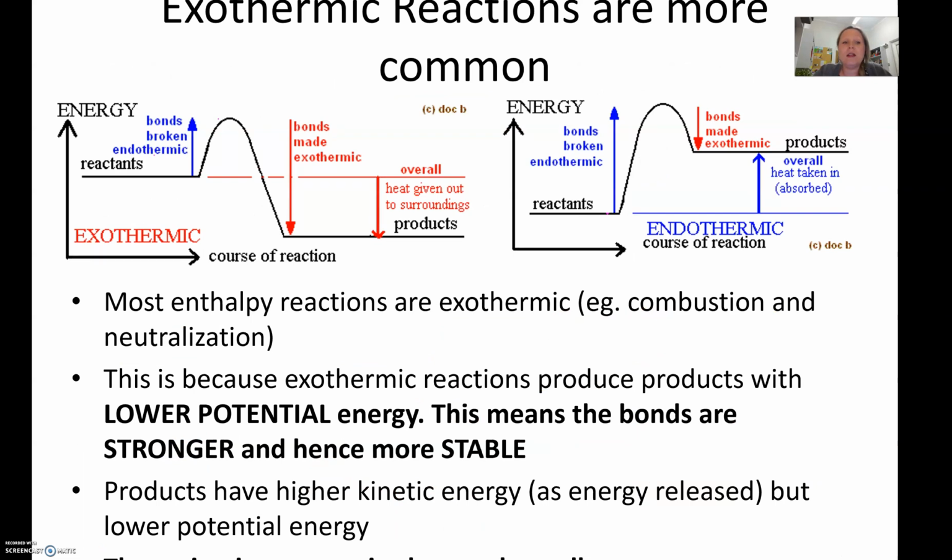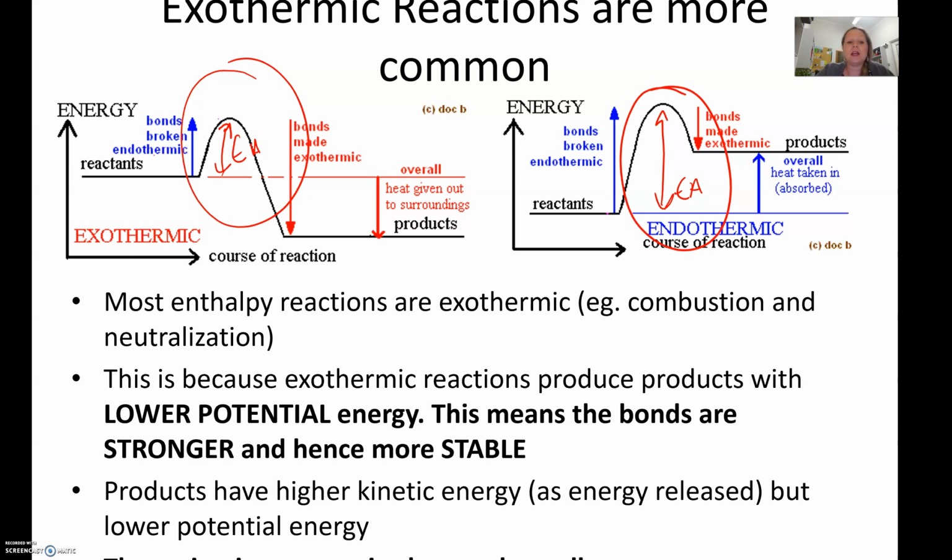Just a wee tidbit again that exothermic reactions are far more common, and there's 2 reasons. This hump here is also known as the activation energy, which is the energy needed to start a reaction. And you can see here for an exothermic reaction, the activation energy is far, far smaller. So it takes less energy to start the reaction, so naturally that means it's going to occur more often.